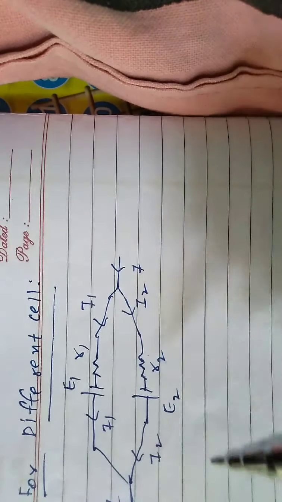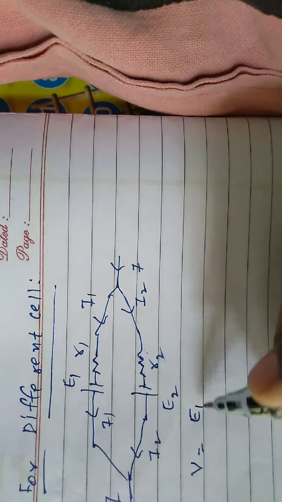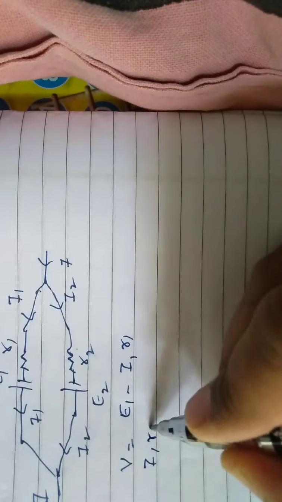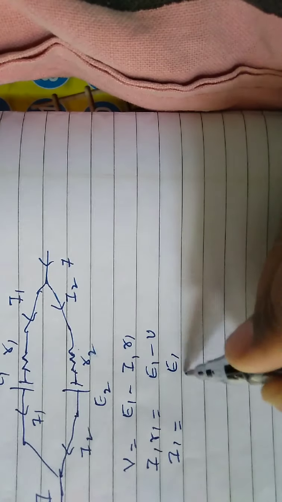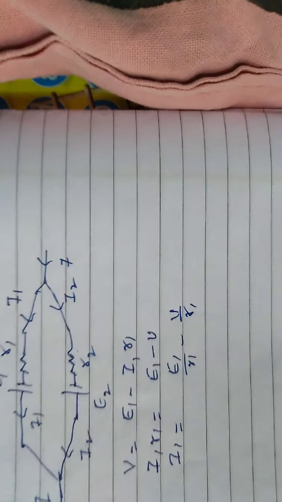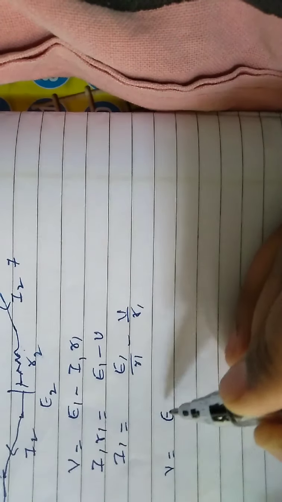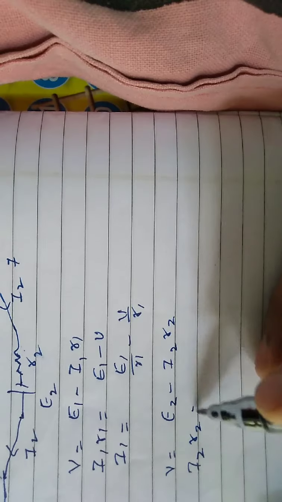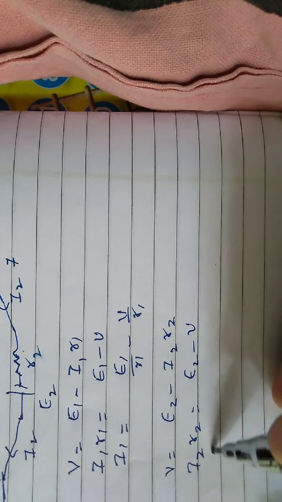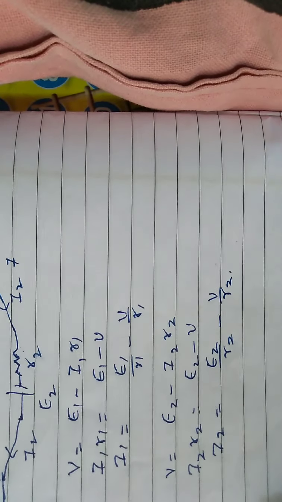Now for the cell having EMF E1 we can write V equals E1 minus I1 into R1. Now we can write I1 R1 equals E1 minus V. We can find the value of I1, this is E1 upon R1 minus V by R1. For the second cell E2, for the potential we can write V is equal to E2 minus I2 R2. Now I2 R2 is equal to E2 minus V. Now I2 will be E2 by R2 minus V by R2.